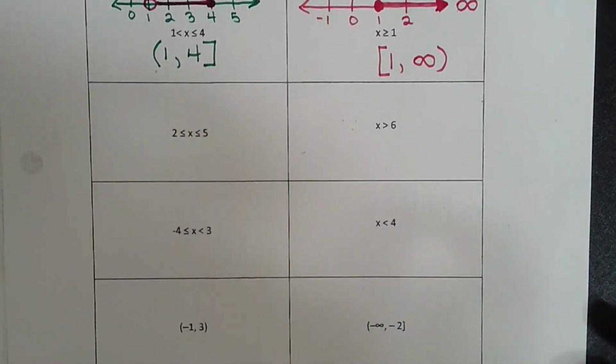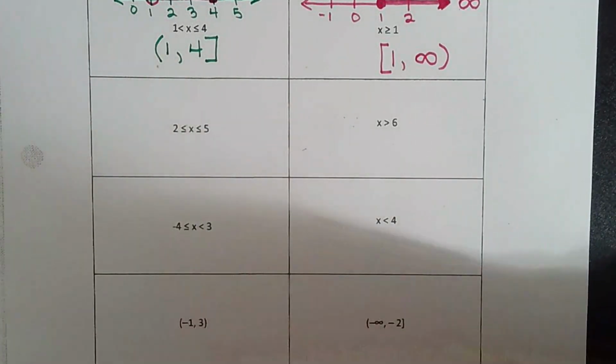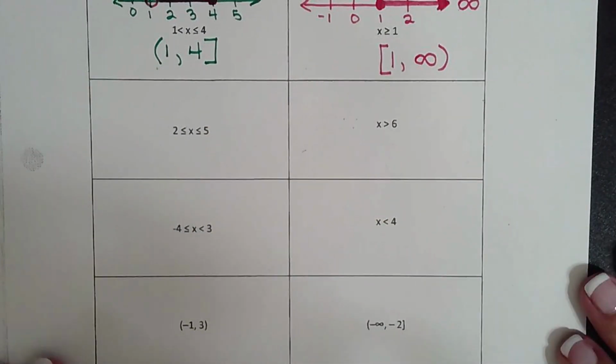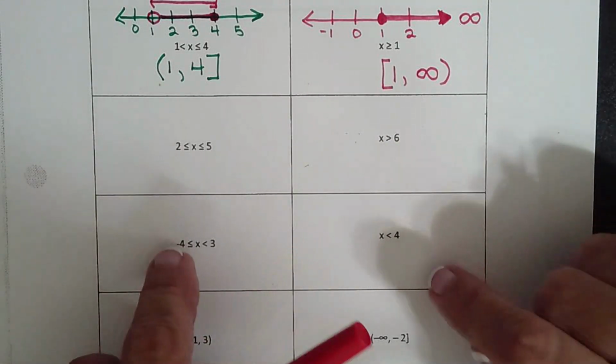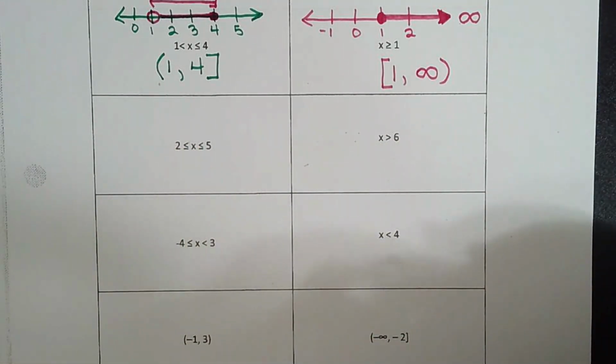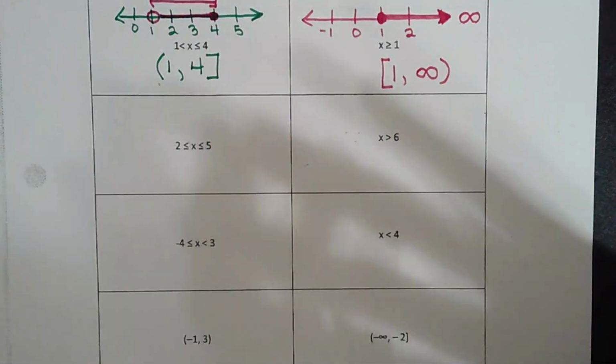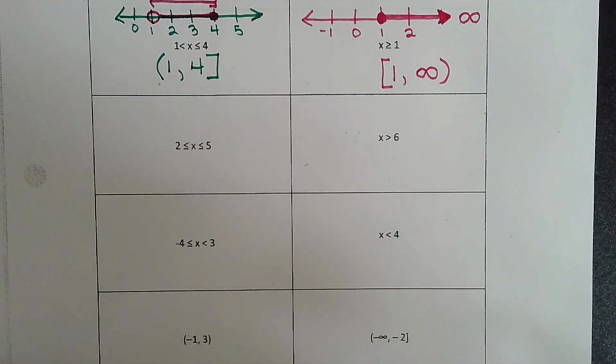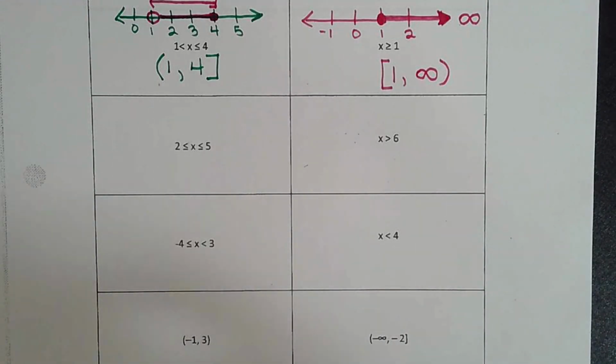So here's the last 4. All of these below are the answers, so you don't have to look at those. So we're just doing these 4 here. Okay, same thing we just did, practicing with your brackets, your open circles, your closed circles. So go ahead and shut off the video. Do those 4 and then come back and we'll go over them.